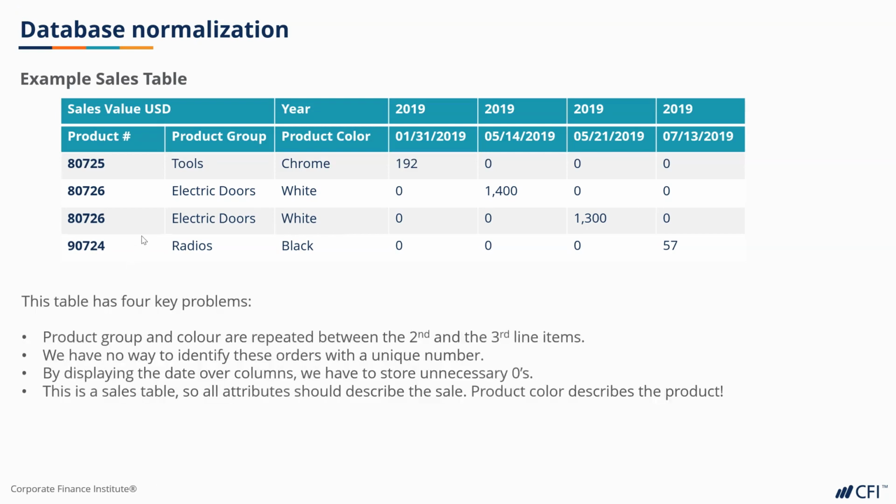The first problem is that on 2 occasions we're storing the information that product number 80726 is electric doors and they're white. The problem with that is that if we come along and modify one of those rows in our database, there's a chance that we'll only modify one of them and not both. Hence, we're creating a problem with data integrity. Any attributes of product 80726 should therefore be stored in a different table.